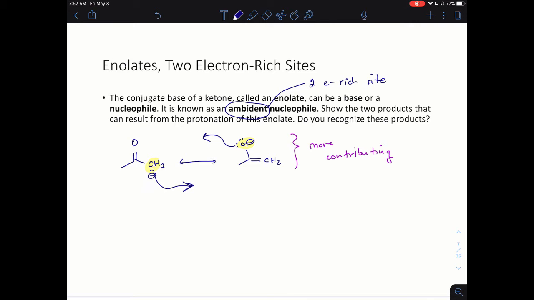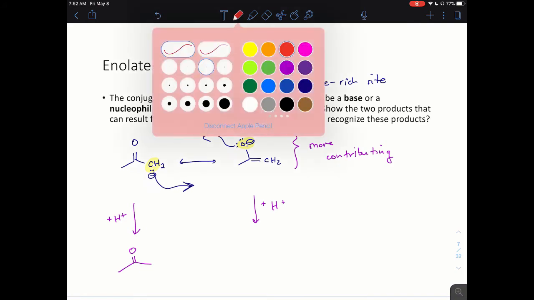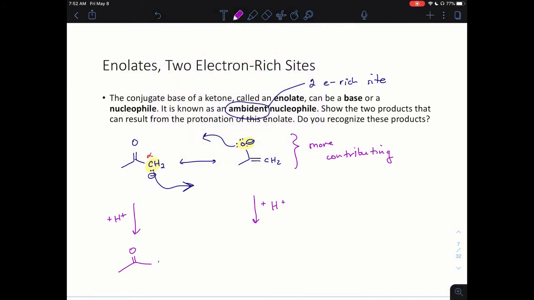And let's make an analogy to water. Water can be acidic or basic, so it's called amphoteric. So an enolate can react at 2 different positions, and so it's an ambident nucleophile. So let's show the products from protonation, so reaction with a proton, at either of those electron-rich sites. And let's see if we recognize them. So if we protonate the alpha carbon, we will end up with what? Yeah, the ketone. If we imagine protonating at oxygen, we end up with what?